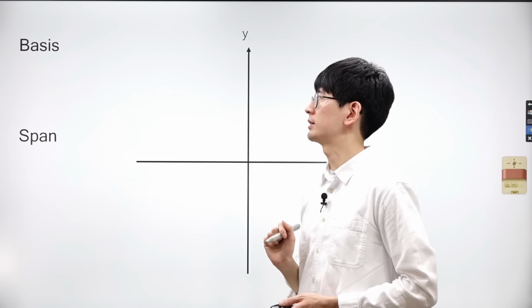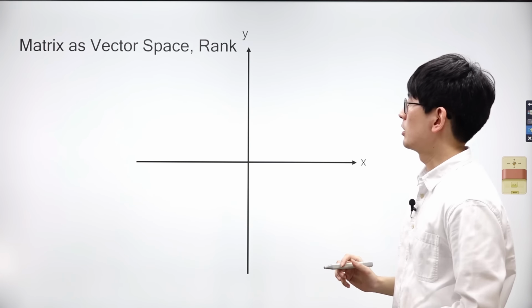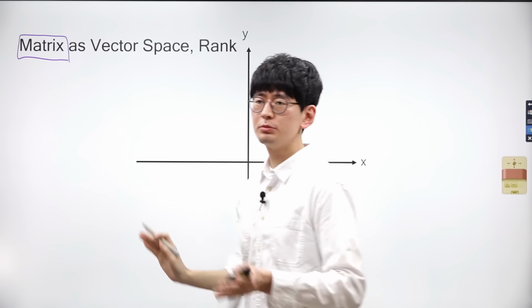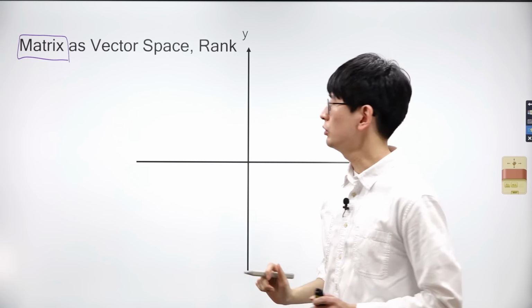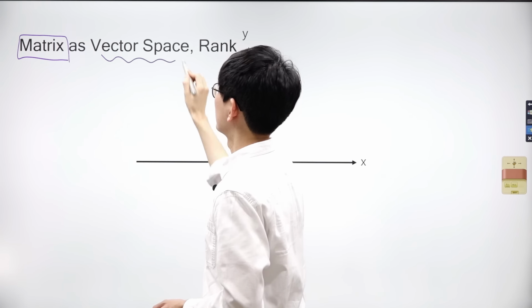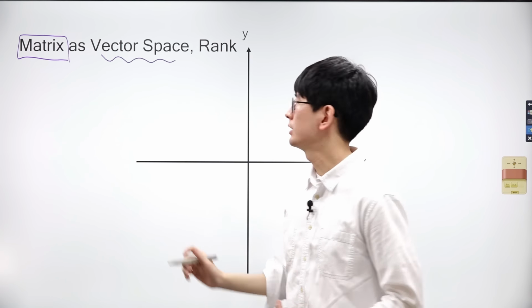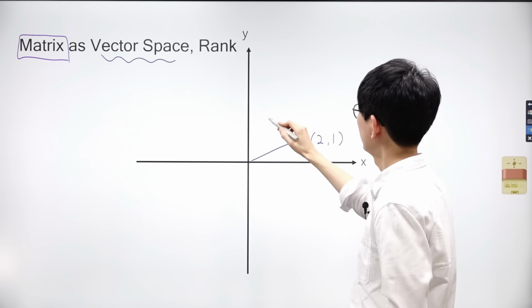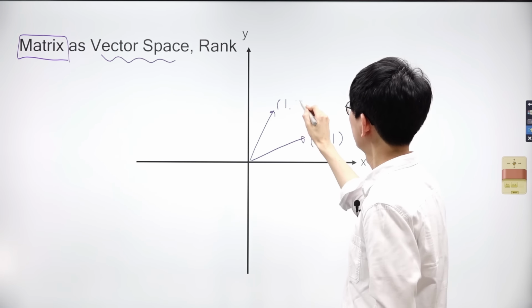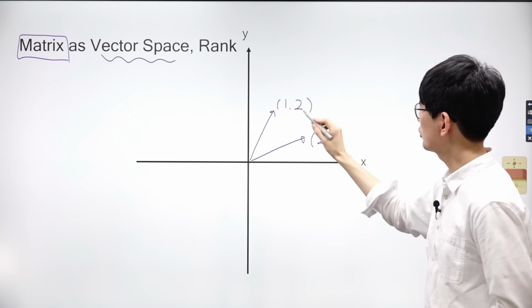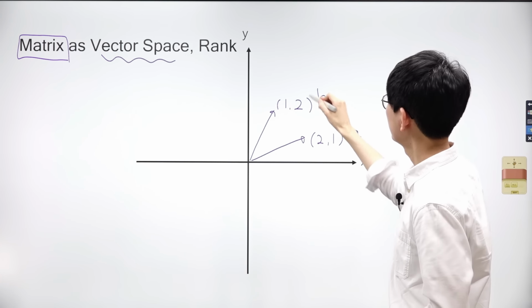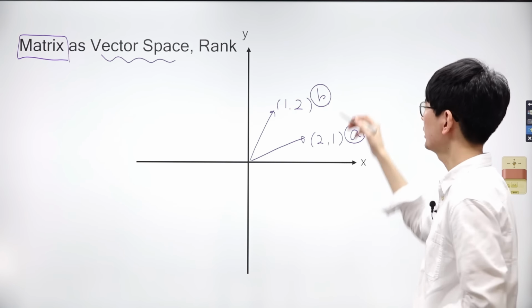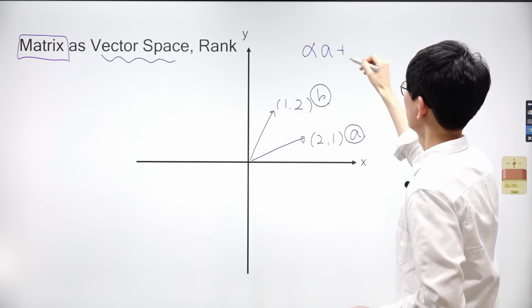As mentioned earlier, matrices can be seen as collections of vectors. Similarly, the basis of Rn consists of a collection of vectors that span Rn. Let's consider two vectors, A with coordinates 2, 1, and B with coordinates 1, 2. Since vectors A and B can span R2, they form the basis for R2. But how? Through vector addition, represented as alpha A plus beta B.